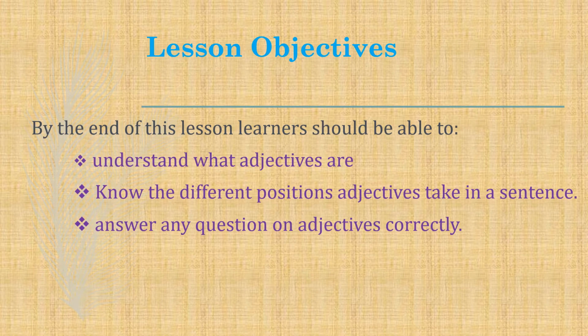In today's lesson, we are going to talk about adjectives, and so I have three objectives that you as learners are supposed to be able to meet. The first objective is that as a learner, you should be able to understand what adjectives are. Secondly, I expect you by the end of the lesson to know the different positions an adjective can take in a sentence. And lastly, I expect you to be able to answer any questions on adjectives correctly.